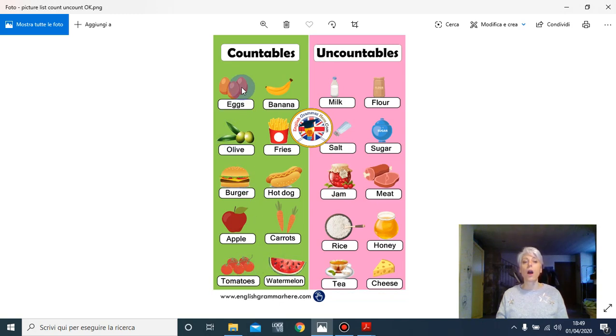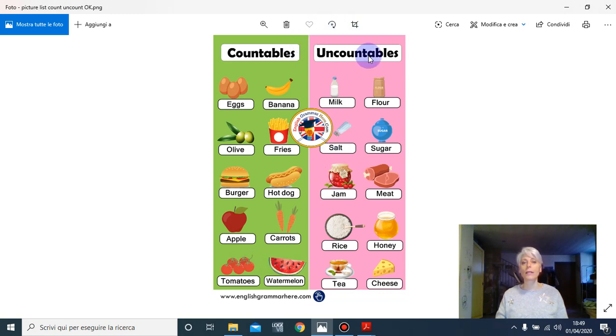Question. Are there any eggs? Is there a banana? Are there any olives? Are there any fries? Is there a burger? Is there a hot dog? Is there an apple? Are there any carrots? Are there any tomatoes? Is there a watermelon?